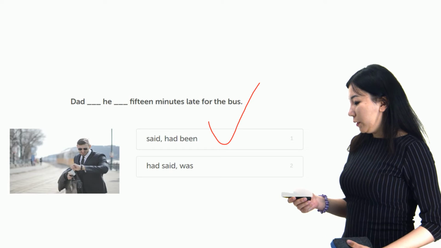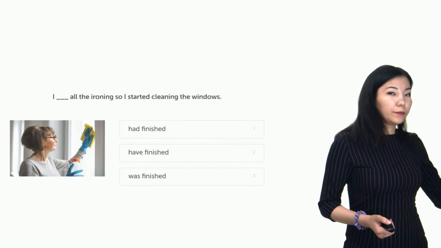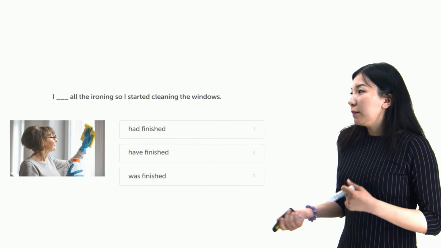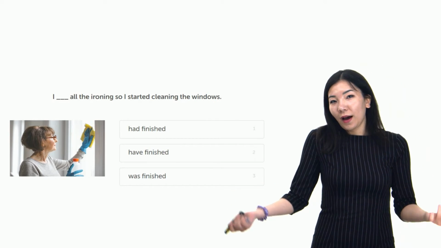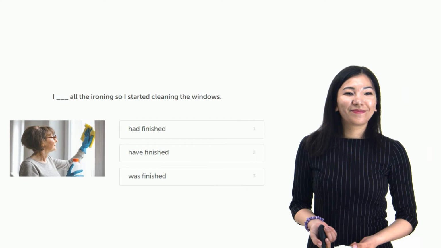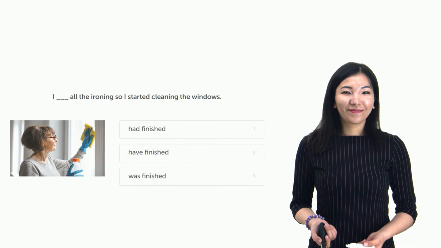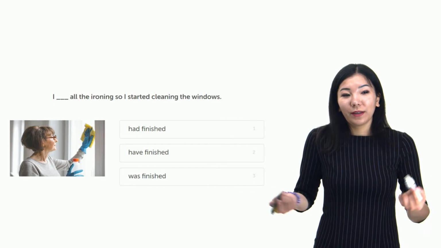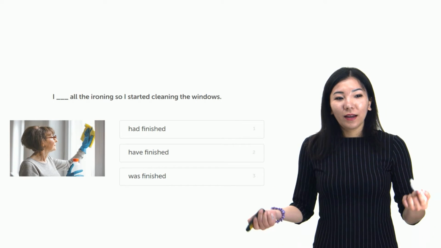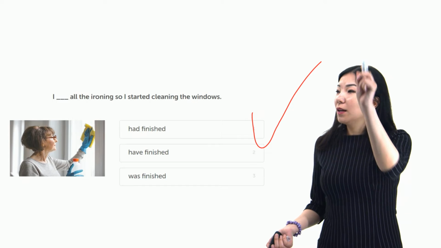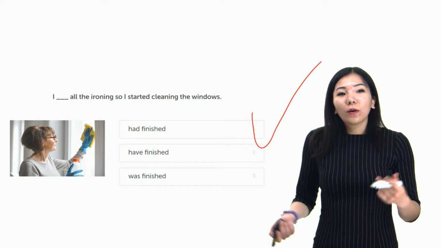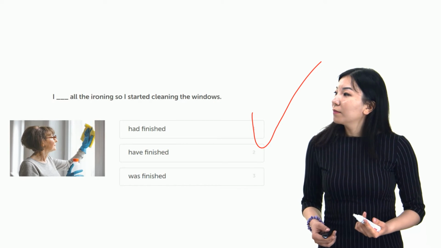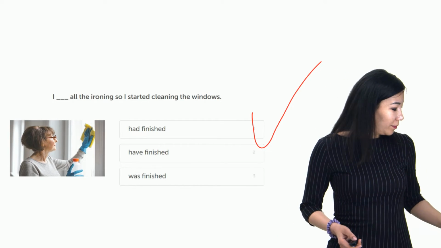So the next question is, I all the ironing, so I started cleaning the windows. Oh, I read it for you guys. Past perfect. We need past perfect here. I had finished the first one. I had finished all the ironing, so I started cleaning the windows. Okay, she's really hardworking.